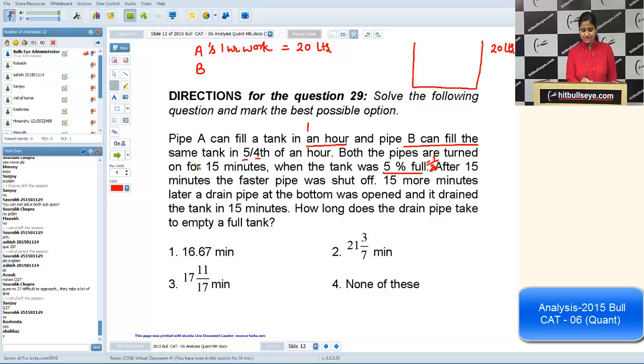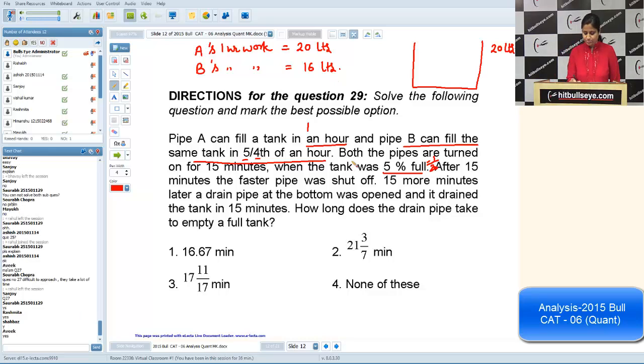B can fill the same tank in 5/4 of an hour. It means B's 1 hour work will be 16 liters. Is it okay with you? Because if in 5/4 of an hour it pours 20 liters, in an hour it will pour 16 liters. Is it okay, guys?